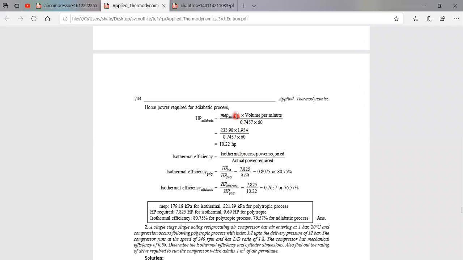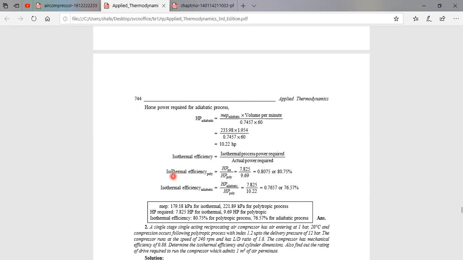So we have found out the isothermal work, polytropic work, as well as adiabatic work, mean effective pressure, as well as power, particularly horsepower, which they asked. Straight away kilowatts is nothing but P into V. Whatever pressure into volume, or whatever work you got per second, becomes so many watts or kilowatts.